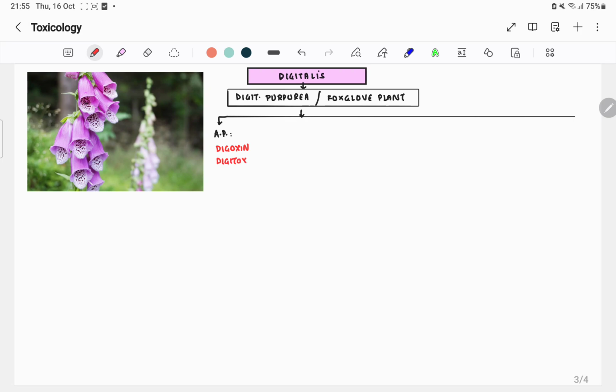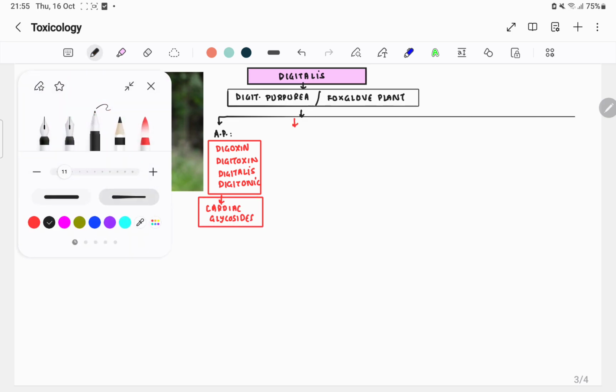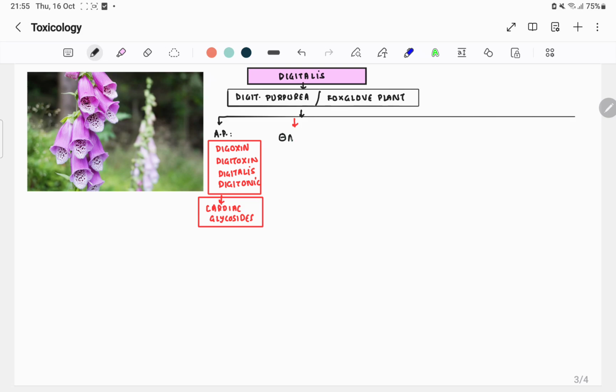Digitoxin, digitalis itself, and digitonin, and these are basically cardiac glycosides. These are cardiac glycosides, and the mechanism of action is that they inhibit the sodium potassium ATPase pump.